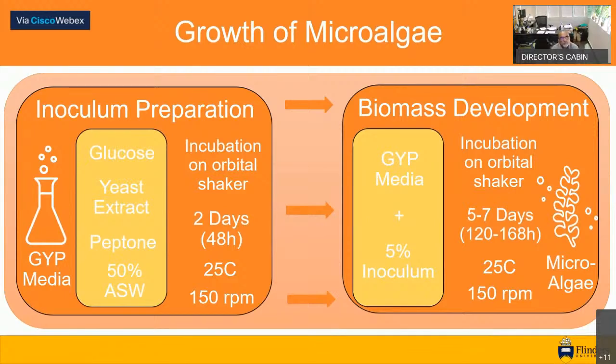The maximum amount of biomass occurs after 3 days, but lipid accumulation continues to increase up to between 5 and 7 days. Hence, harvesting is conducted only after a minimum of 5 days.